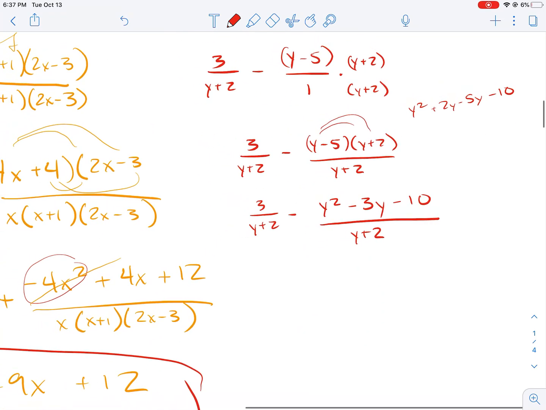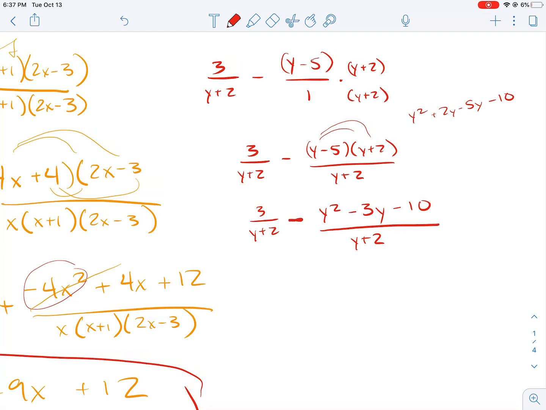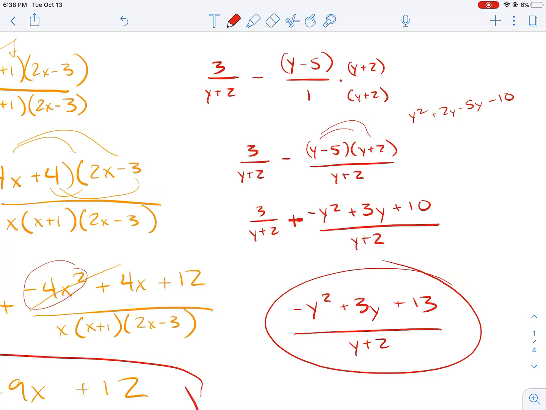Now I'm going to distribute that negative sign here, so I change this to a plus. I change all the other signs to either a plus or minus. Again, I'm just distributing that negative sign, and so now I can just put things together. So I got a negative y squared plus 3y plus 13 all over y plus 2.